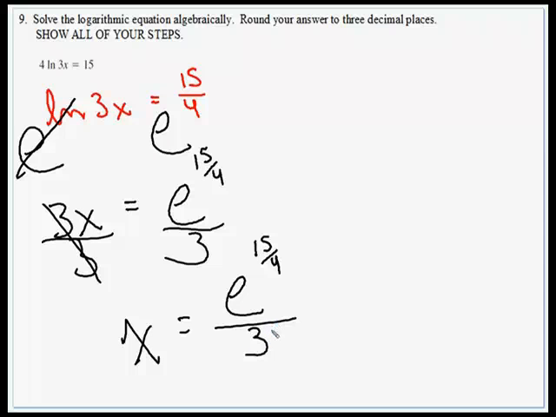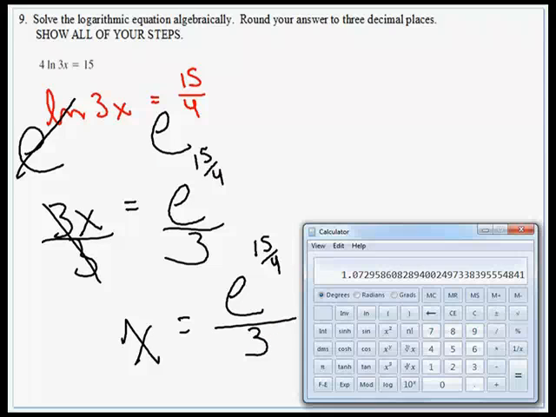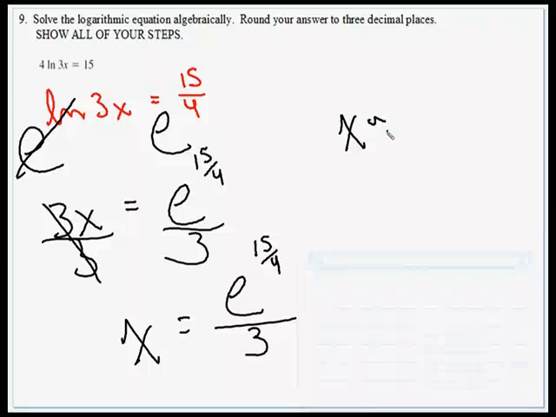So let's see if we can get this to work on the calculator. I'm going to clear this out. We have our 15 fourths. 15 divided by 4 is 3.75. And we're raising that as an exponent to base e, so inverse e to the x. There's our answer, and now we've got to divide by 3. Divide by 3 equals 14.174. X is approximately 14.174.